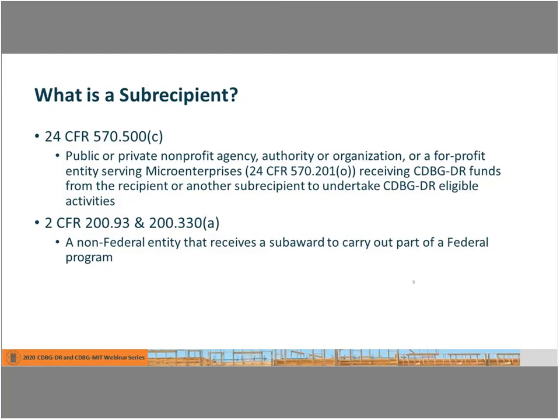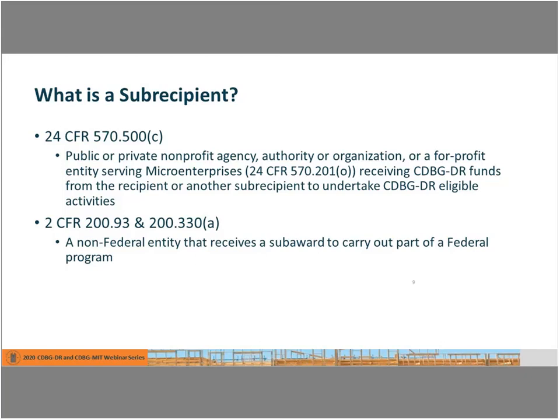As always with CDBG and other programs, there are some unique elements that can be a little bit different. I'll talk about the microenterprise provision in just a minute. That is a specific eligible activity for small businesses that actually does allow a for-profit entity to be involved, but generally when we're talking about subrecipients, we're talking about nonprofit organizations, agencies, authorities, and whatnot that are helping to carry out a CDBG-DR eligible project or activity.